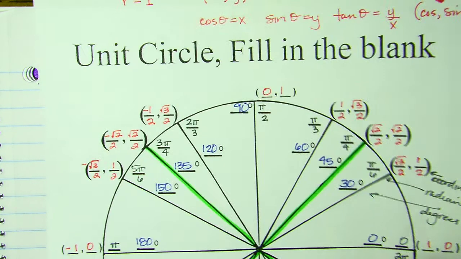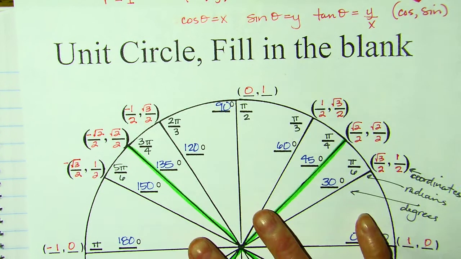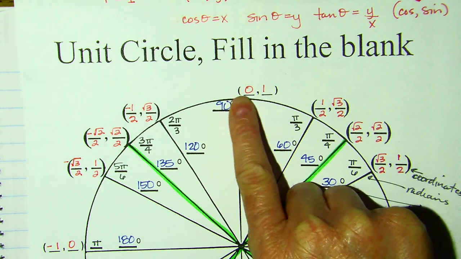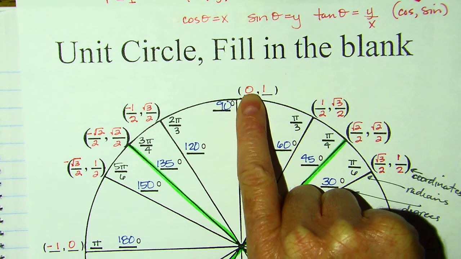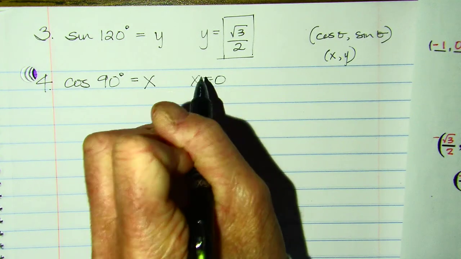So find 90 degrees on our unit circle. This unit circle is also in your book, and I'm looking for the x value, so here's the pair of coordinates. So I'm looking at 0. So x equals 0.